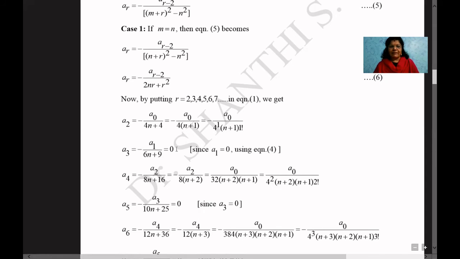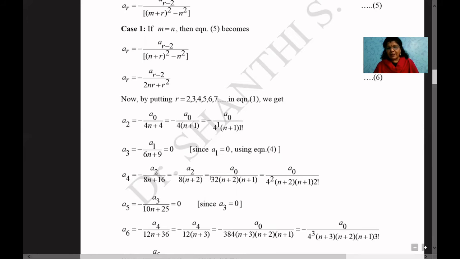Now a6 I'm finding. Same way, 6 minus 2 will be 4. Minus a4 divided by 6 into 2n, 12n, 6 square, 36. 12n plus 36, 12 is common, n plus 3.